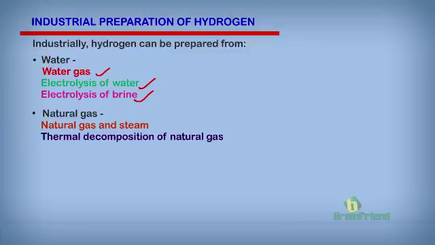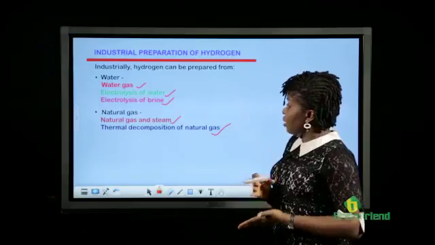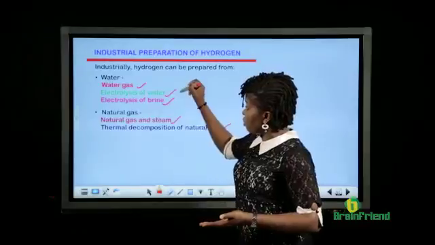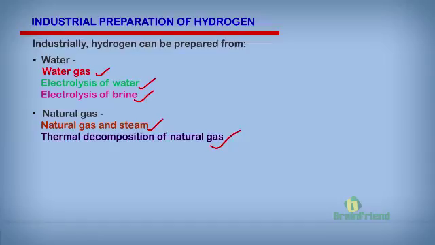And from natural gas, we can prepare hydrogen with natural gas and steam, or by the thermal decomposition of natural gas. But for the sake of our class today, we'll be looking at how we prepare hydrogen from water gas and from brine. And then we'll also look at how we prepare it from natural gas and steam.